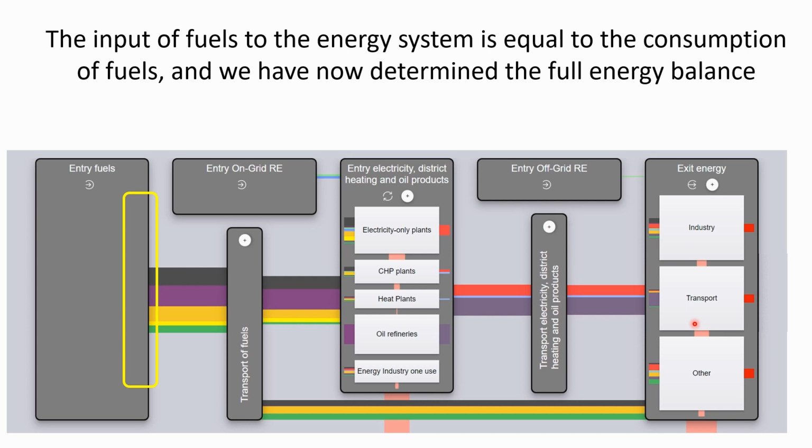So it starts up here where we define the total end use, and then we have a lot of parameters that will define the losses here and how the production of electricity, heat, and oil products is distributed between the different technologies here and how much input there is here. And so we have, in fact, all the key parameters that will define the energy balance of the system.